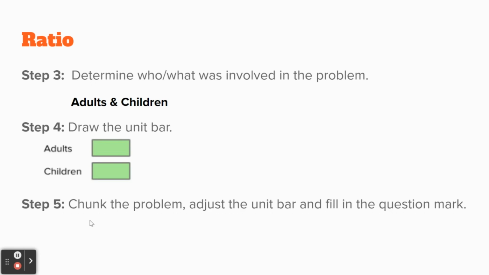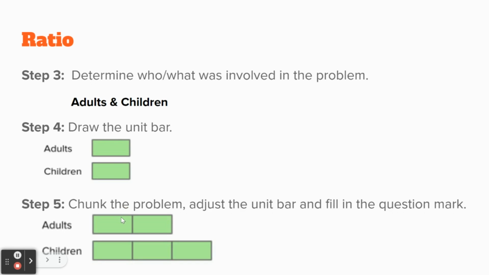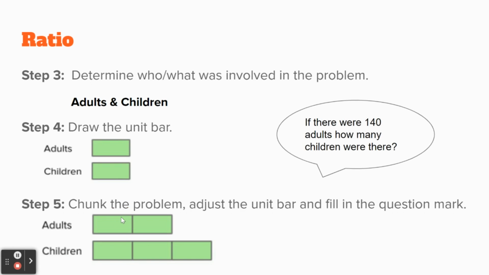Now, we know that the ratio is 2 to 3, so we can go ahead and chunk the problem and adjust the unit bar and fill in our question mark. 2 adults for every 3 children. And we were also given the total number of adults. So if there were 140 adults, how many children were there? So we're trying to figure out how many children were there, and we are given the total for the 140.